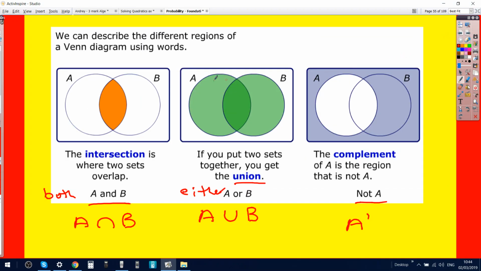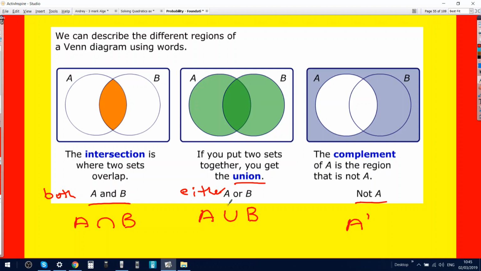Okay, so these symbols, the both and, this is what it looks like. The region that's in both A and B. Either A or B looks like that, so that's left, middle, or right. The same thing, if you ask the people in the middle, do you do A? They'd say yes, B, yes. And the complement means not A. A and B is like fish and chips, both A and B.